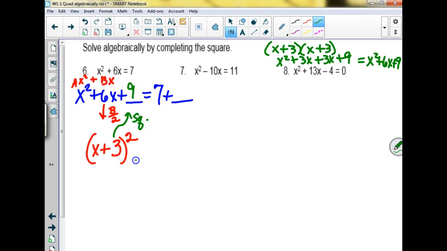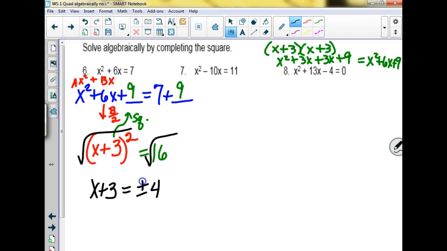And then whatever you did to the left side, you have to do to the right side. So we add and get 16 over there. Then what? We can square root. We're back to the same thing we did before. So this side is just x plus 3. But this side, because of the x being a squared before we square rooted it, becomes plus or minus 4.